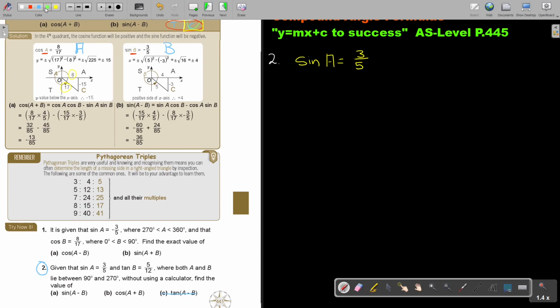Now let's do tan B. Tan B is 5/12. Both are between 90 and 270. Now I have to ask where sin is positive and where tan is positive. In this case, one will be in the second quadrant and one will be in the third, because it can exist anywhere between that. Okay, so let's make a sketch. Now, I want to take a ruler.